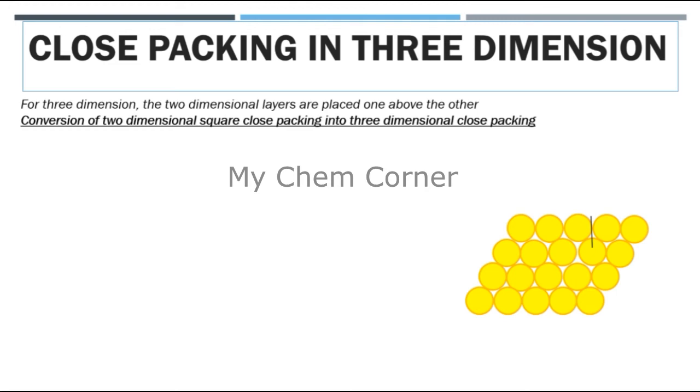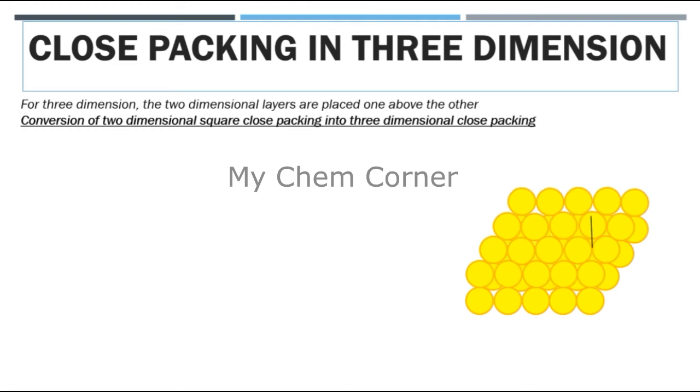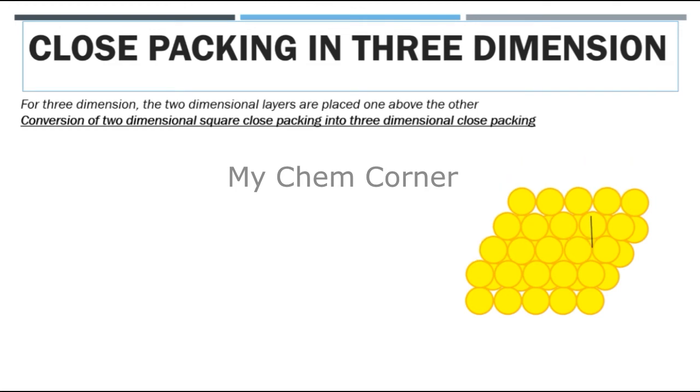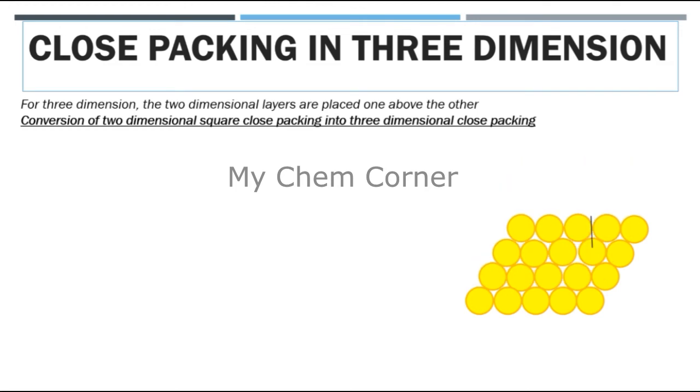Now here what I'm going to do is place the second square close packing right above the first layer. So if you have not seen it, I will show it to you all once again. This is the first layer. When I place my second layer, I'm going to place it right above the spheres of the first layer.